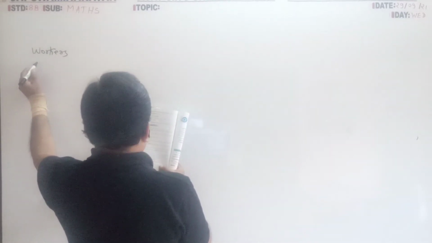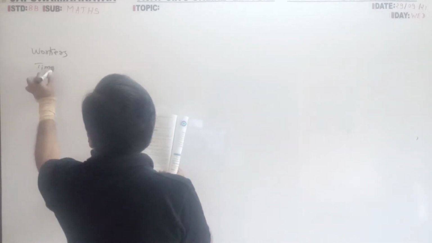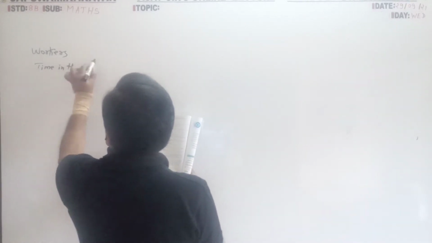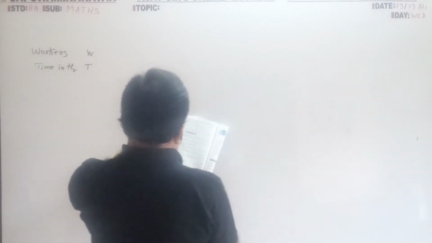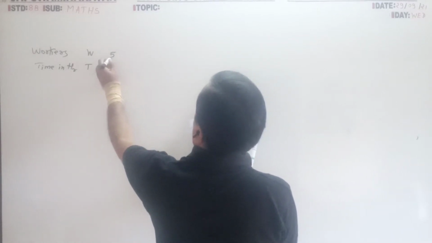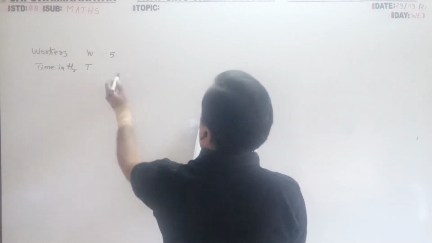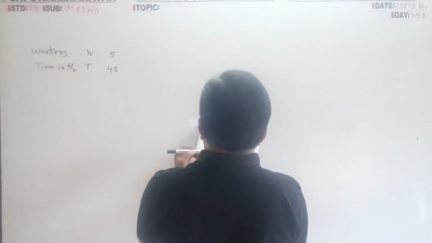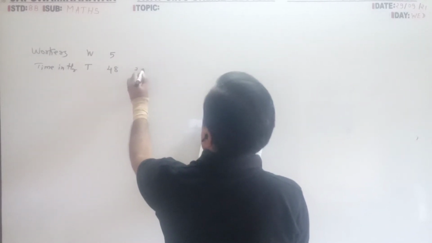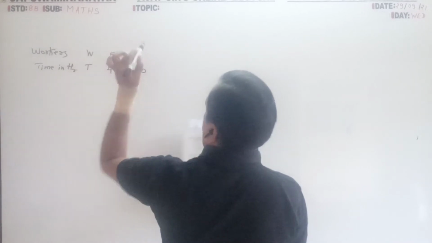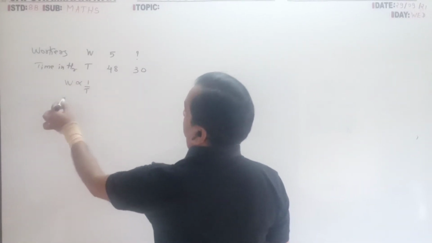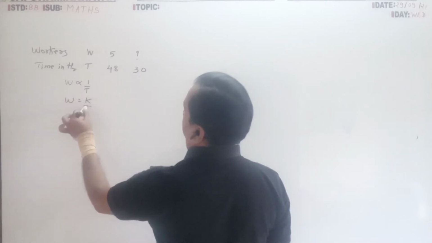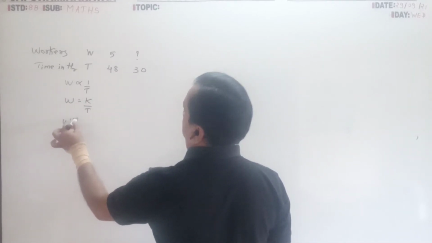Workers, time in hours. So if 15 workers are there, they will take 48 hours. But we want to complete in 30 hours. So how many workers do we need? Worker is inversely proportional to the time, so W is equal to K by T. So WT is K.